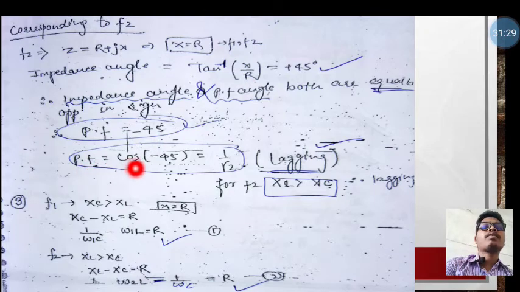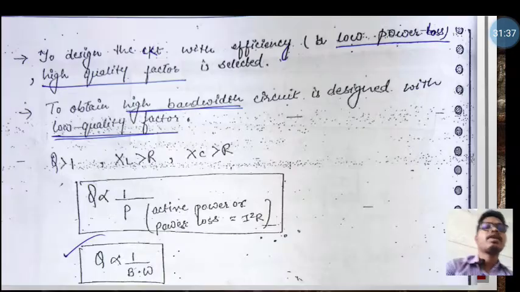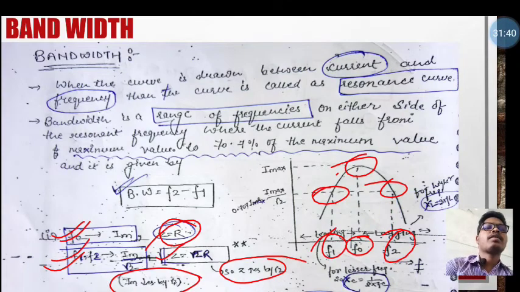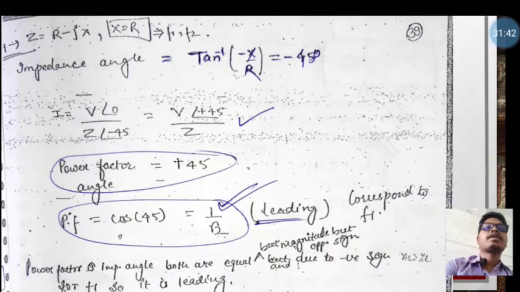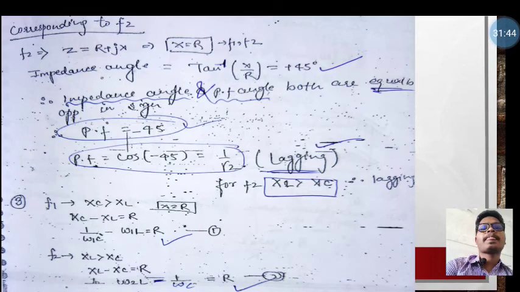So power factor is equal to cos(-45°), which is 1 divided by root 2, and it is lagging in nature. So XL is greater than XC, so at the frequency f2 it will be lagging in nature. Here inductive reactance is greater than capacitive reactance, and at f1, XC is greater than XL.